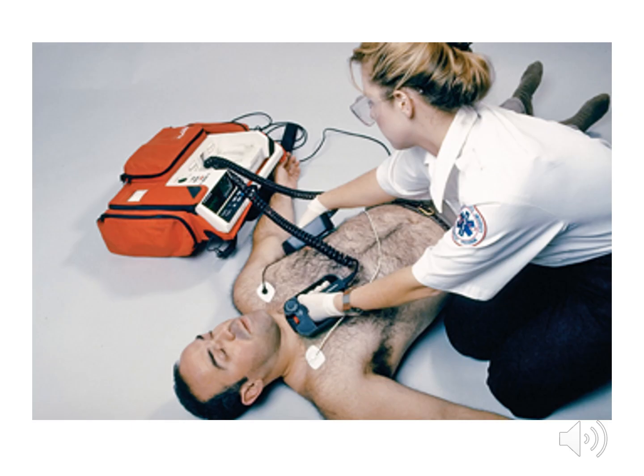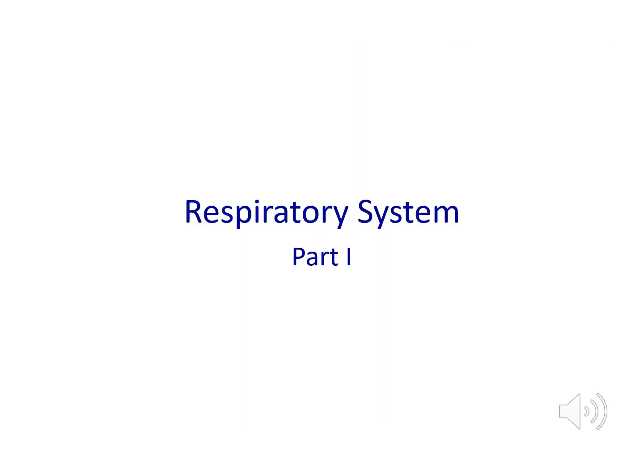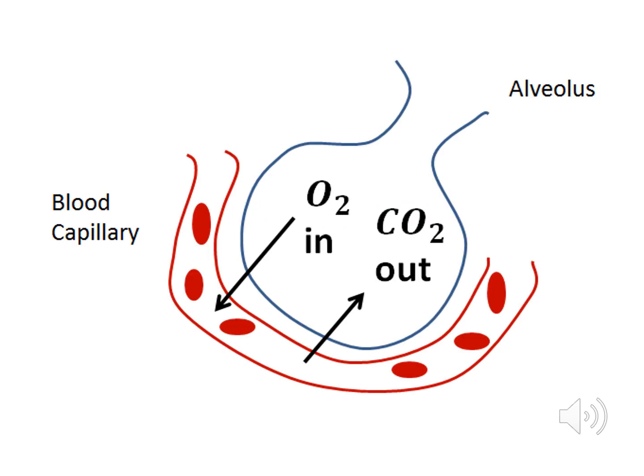Let's switch gears and talk about the respiratory system. All right, so our goal for respiratory for today is to get through a review of normal function of the system, and then we'll talk about some common respiratory disorders next time. So the main job of the respiratory system is to provide a means for gas exchange to support the metabolic activity of the body cells.